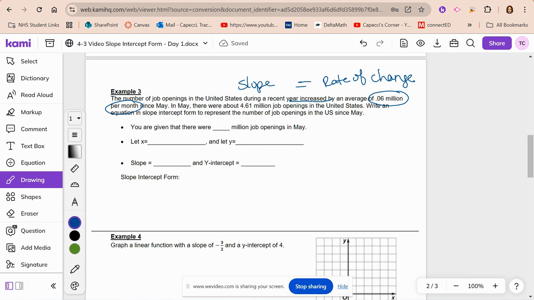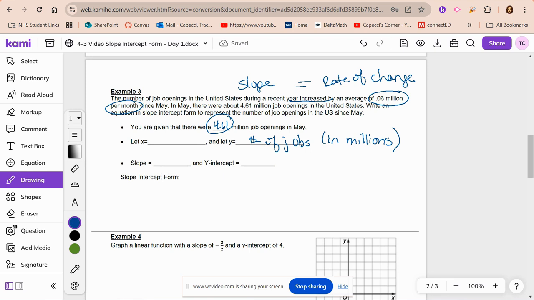In May, there were about 4.61 million job openings in the United States. Write an equation in slope-intercept form to represent the number of job openings in the U.S. since May. All right, so you were given that there were originally 4.61 million job openings in May. So let's say that's our starting point. So that's the number of jobs, so our y is going to be our number of jobs. And again, that's in millions.